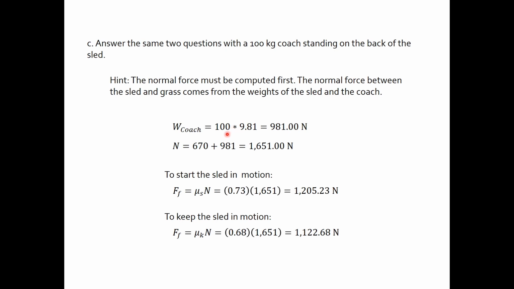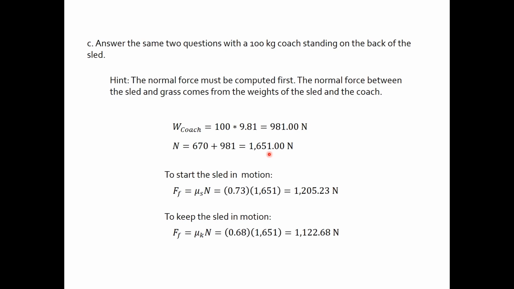So we got this equation for converting body mass to body weight. Simply multiply the body mass by 9.81, which is the gravitational acceleration. Then we can convert the body mass of 100 kilograms to a body weight of 981 Newton. Then add this to the weight of the sled, and the total normal reaction force will be 1651 Newton. You can use this as the total normal reaction force.